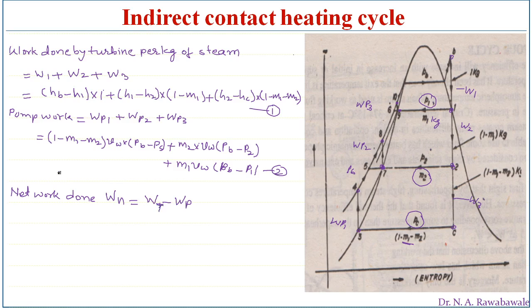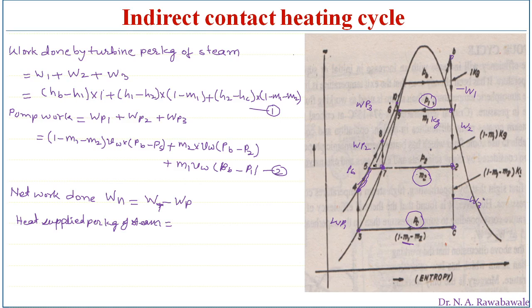So now we will find the heat supplied per kg of steam. Heat supplied per kg of steam is given by where heat is actually supplied. Heat supply starts at point 4, but actually from 4 to 5 heat is not supplied in the boiler, it is outside the boiler. So this steam, M2 kg, is giving heat to increase its enthalpy from 4 to 5.